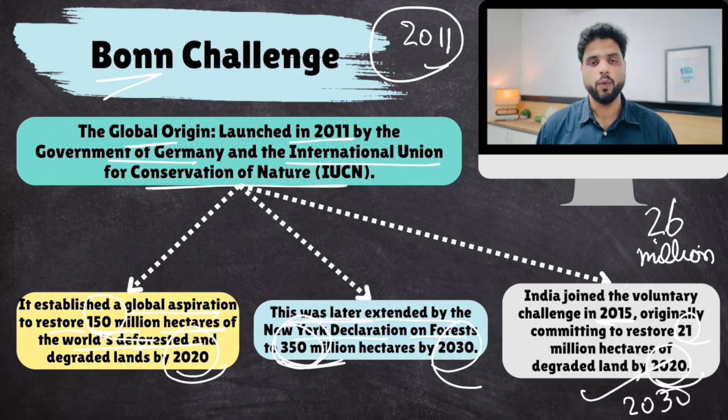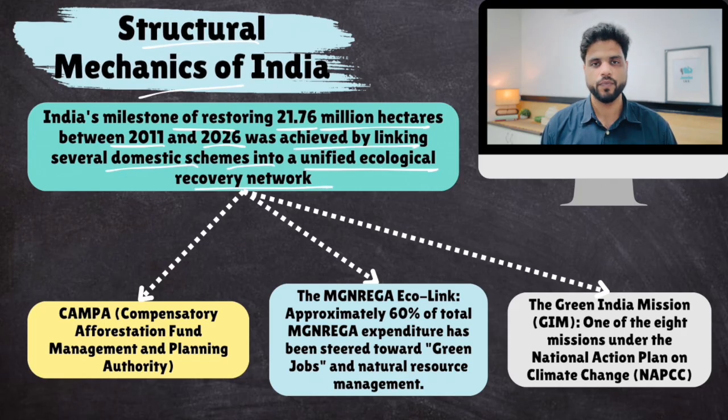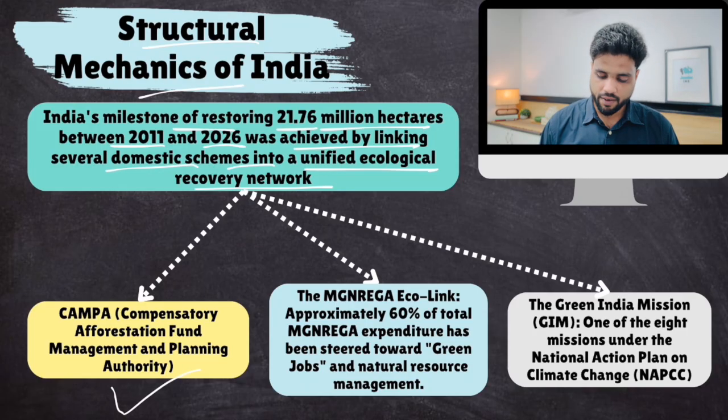All right. Now, how was India able to achieve its first target? So let's talk about this. Structural mechanics of India. India's milestone of restoring 21.7 million hectares between 2011 and 2026 was achieved by linking several domestic schemes into a unified network. Now, three schemes are very important. Number one, CAMPA. What is CAMPA? Compensatory Afforestation Fund Management and Planning Authority.